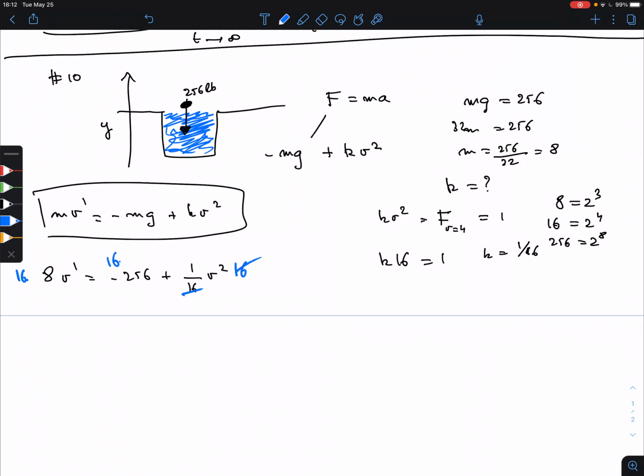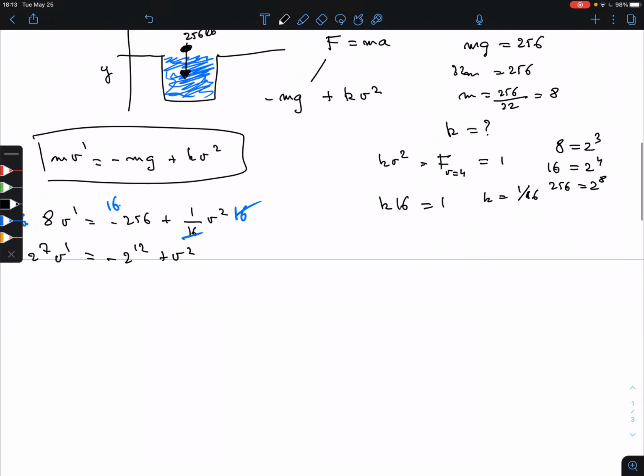What is 16 times 8? You can work that out, but it's 2 to the 4th times 2 to the 3rd, so that's 2 to the 7th. V prime is equal to, then this, 16 is 2 to the 4th and 256 is 2 to the 8th, so together we add the exponents to get 2 to the 12th. So minus 2 to the 12th plus v squared.